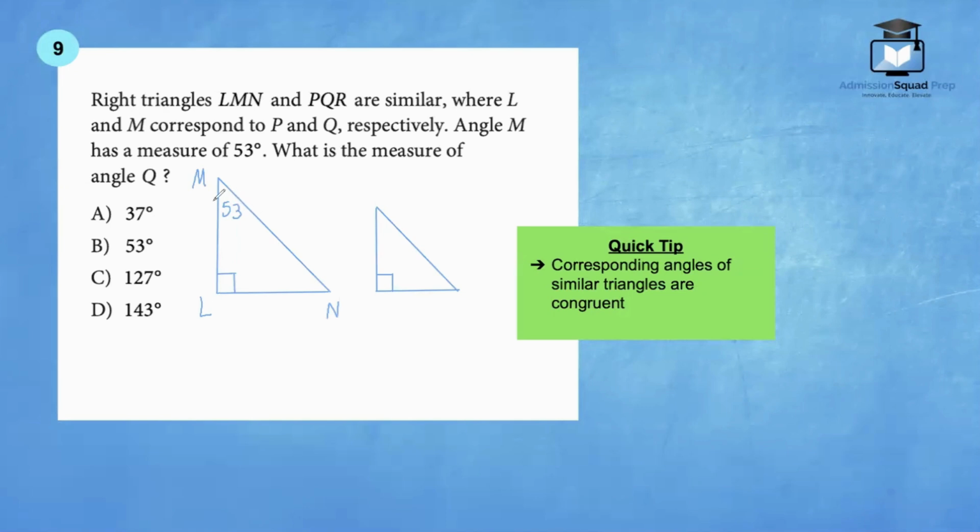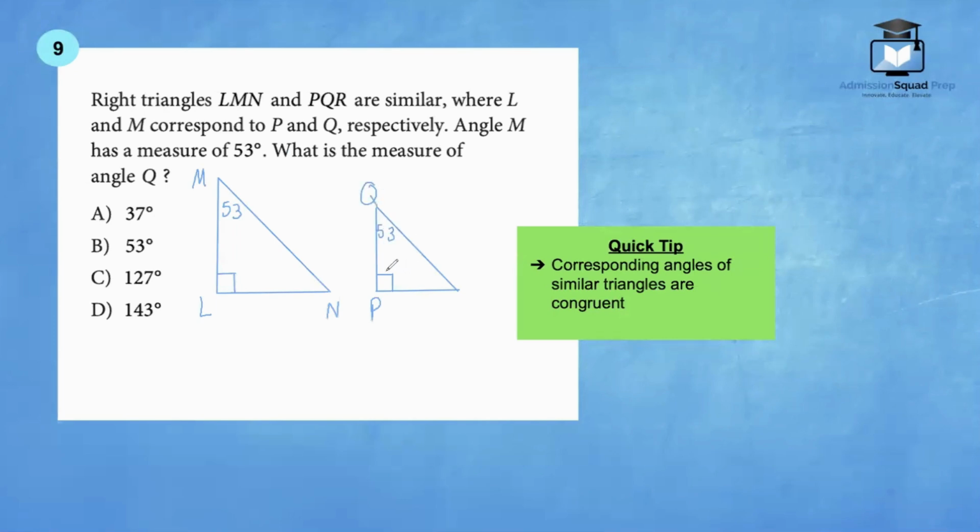So now that we have LMN, typically when you are writing out similar triangles, the order in which the letters are listed needs to be consistent. So since L came first and we put L as the right angle, we're going to have P first and we're going to put P as the right angle. Since M is the 53-degree angle, Q will also be a 53-degree angle.